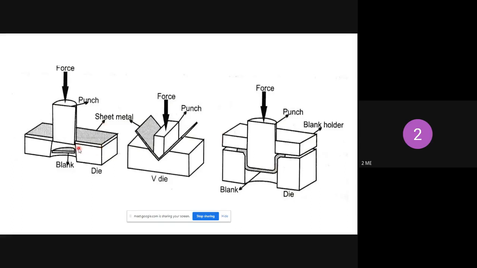You can see here, the cutting operation is where sheet metal is placed in the die, and with the help of the punch we apply pressure to the sheet metal. Because of that pressure, a certain portion is removed from the bigger sheet. That is called the blank. This is the cutting operation.